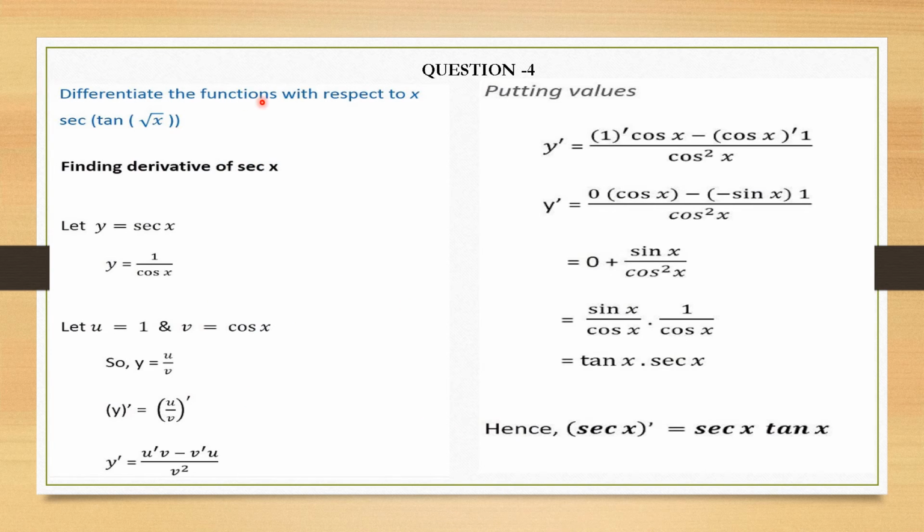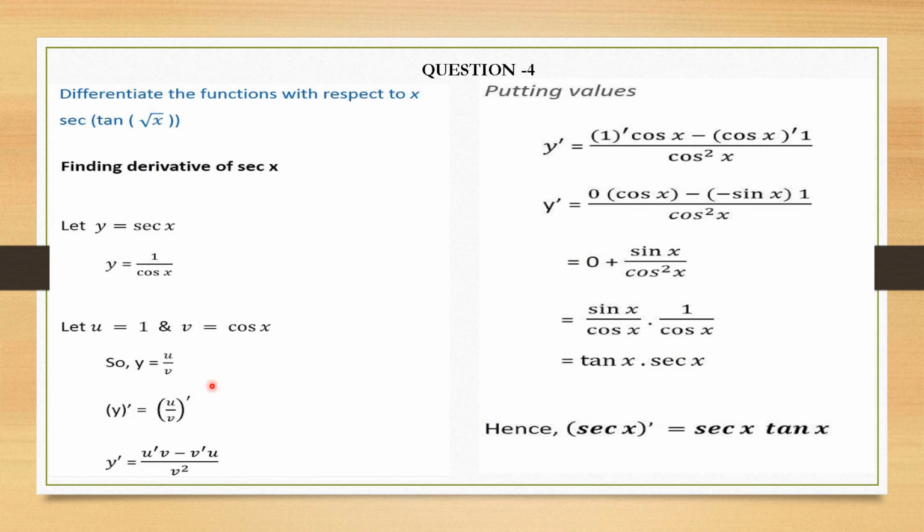Number 4 is differentiate the function with respect to x: secant of tan of root x. Now remember students, when I have to differentiate such a function, the chain rule is applied. I will firstly go for the differentiation of this secant, then for this tan, and then for this root. But you have to keep everything all together. So firstly, let us understand the derivative of secant x, the derivative of tan, and then the derivative of root x.